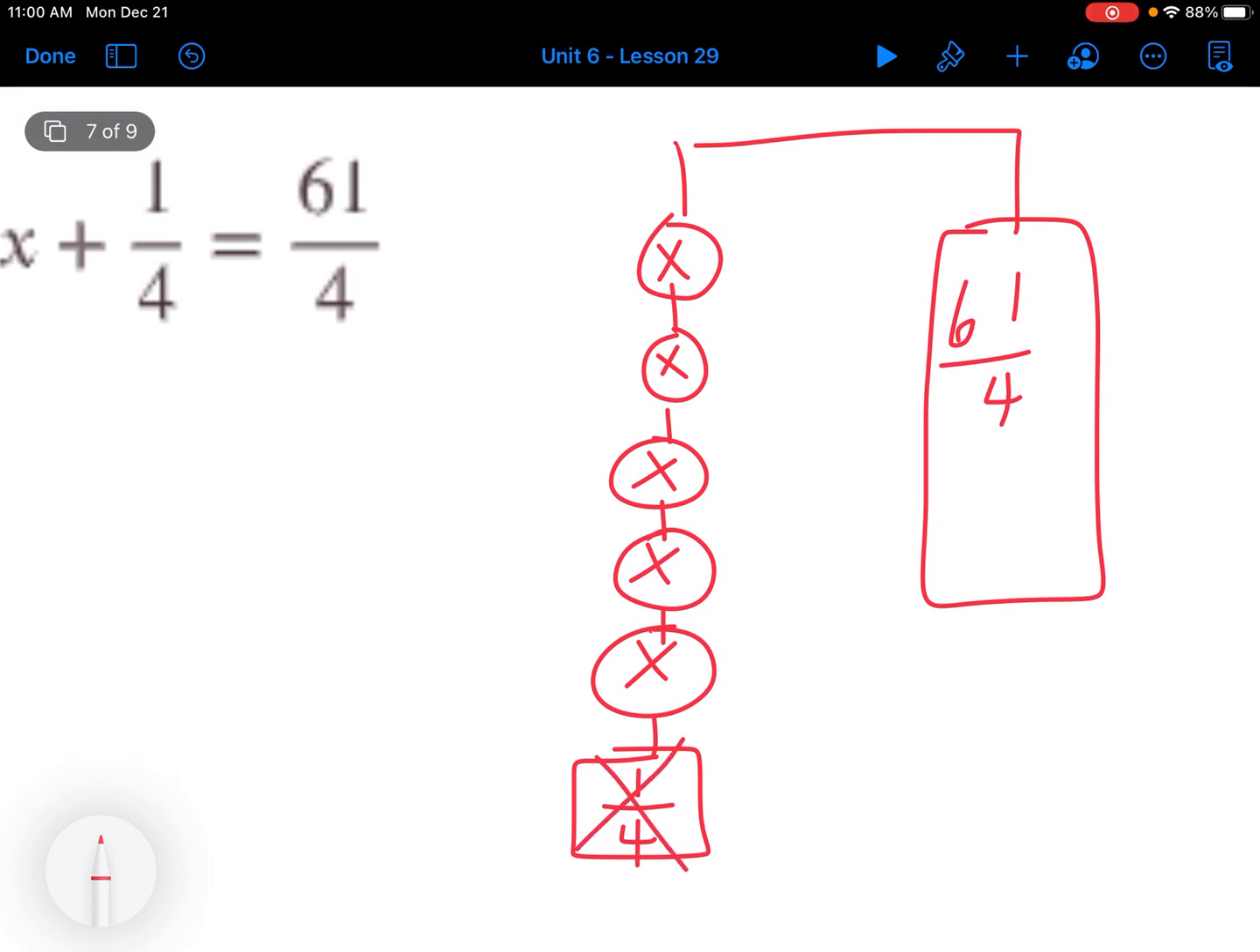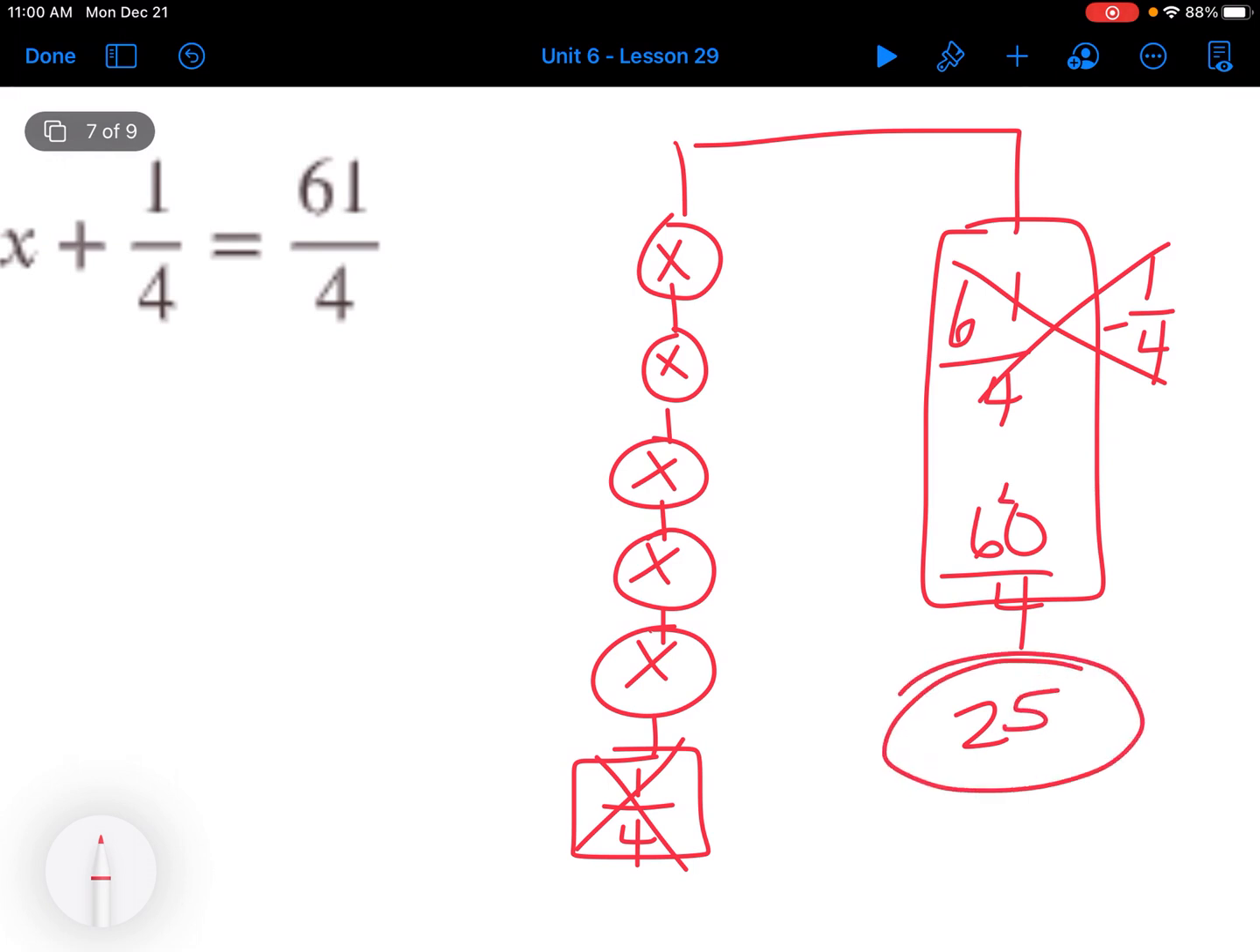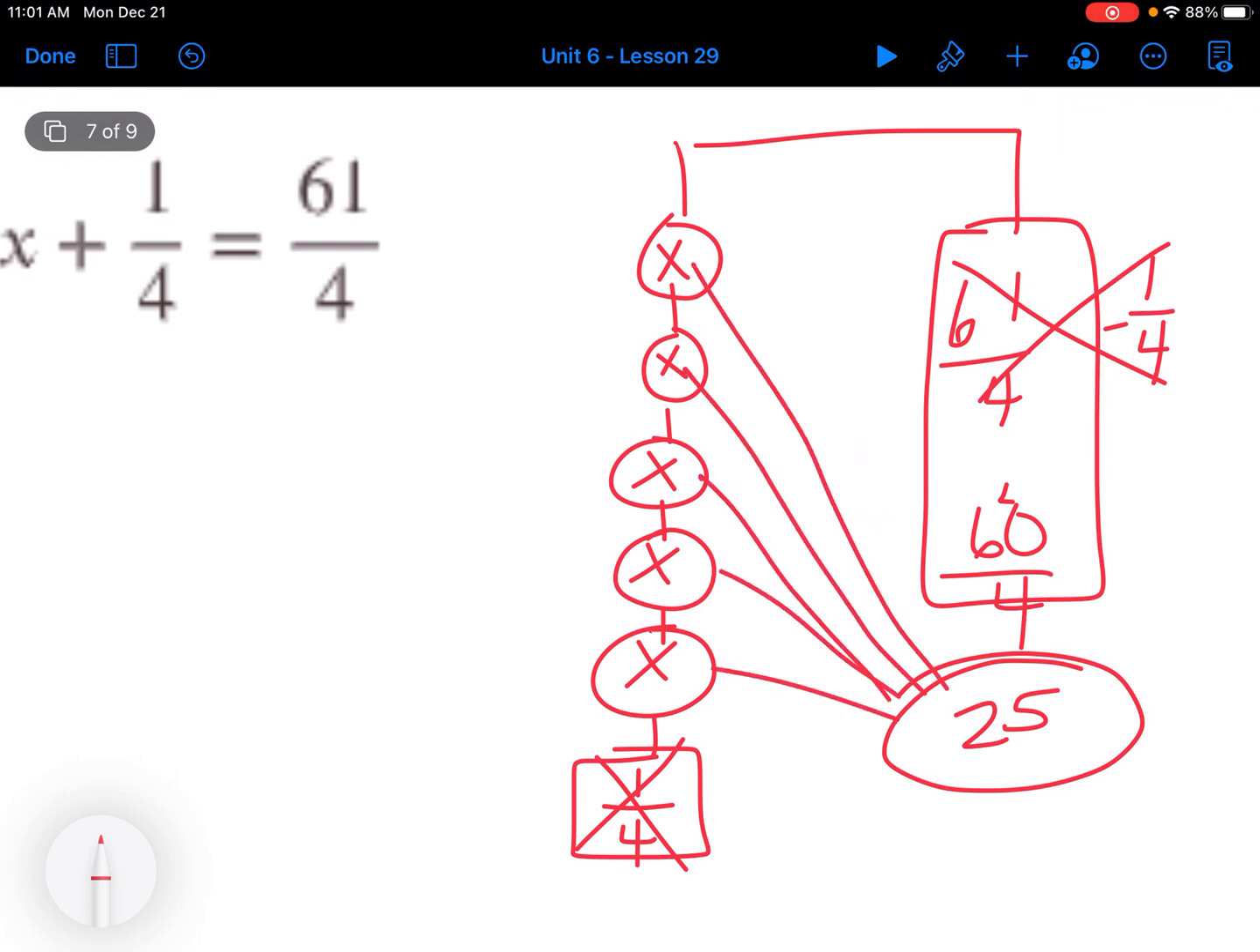So I want to get rid of that first, or zero it out. So I'm going to subtract by 1/4, so I'm left with 60/4. Now I'm going to simplify this, so 60 divided by 4 is going to give me 15. So I have 15 because 60 divided by 4 is 15, and I'm going to split that into 1, 2, 3, 4, 5 groups. So each x is worth 3.